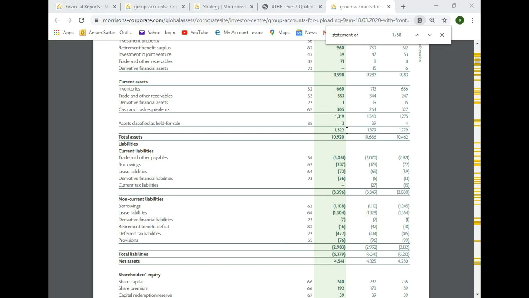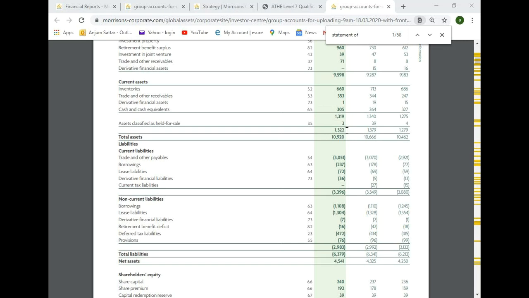So 1322 divided by 3396 is coming to 0 point something, which is very low, yes? Even less than 1. It means that for every £1 worth of liability, you have only 38 pence worth of assets.